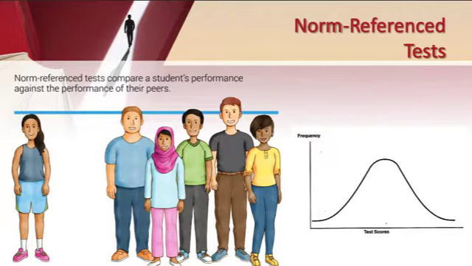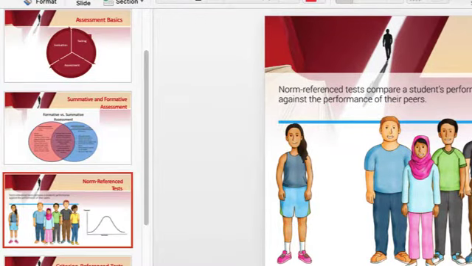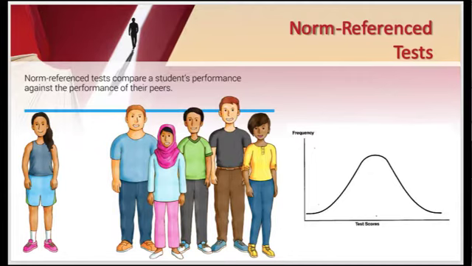Normed reference tests are problematic for ELLs because few, if any, ELLs are included in the norming population. Additionally, ELLs' performance is ranked in comparison to native speakers, and ELLs are unlikely to score above the 50th percentile.